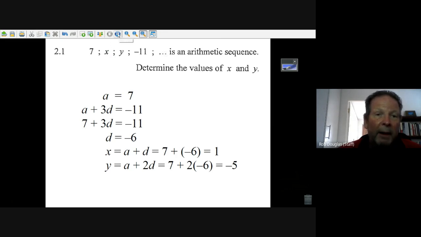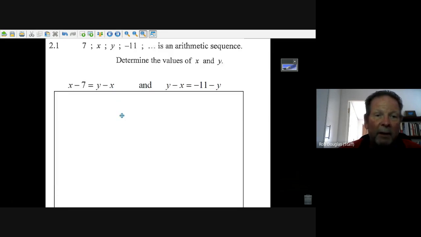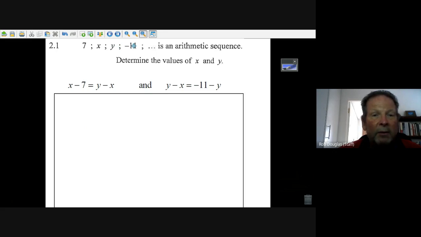You can set up a system of equations. Let's look at this way. What if you started by saying, well, you know that the common difference is the same, then x minus 7 must equal y minus x. Also, y minus x must equal minus 11 minus y. If you subtract two consecutive terms, you get the same thing. So x minus 7 must equal y minus x if it's an arithmetic sequence. It has a common difference.